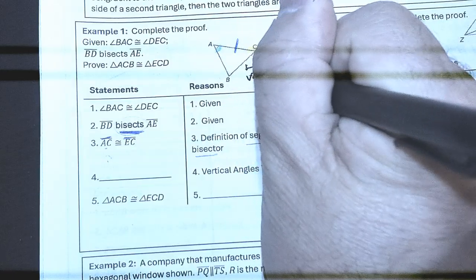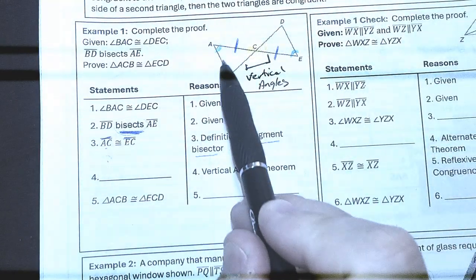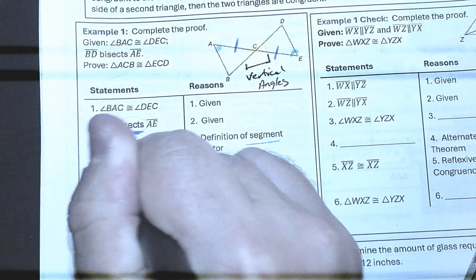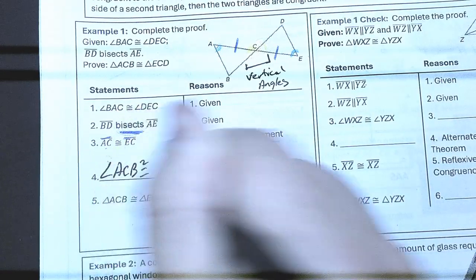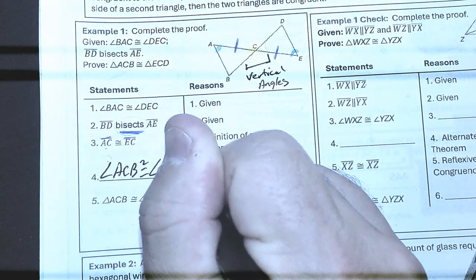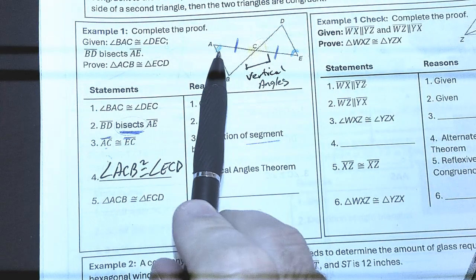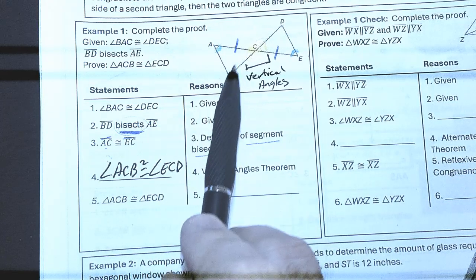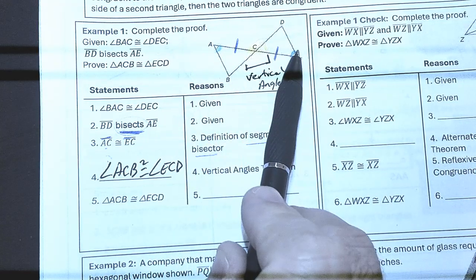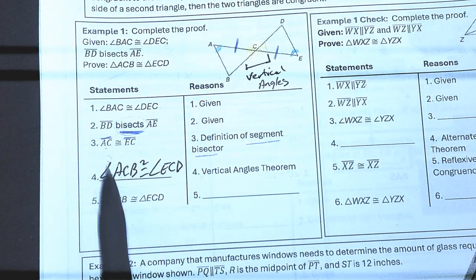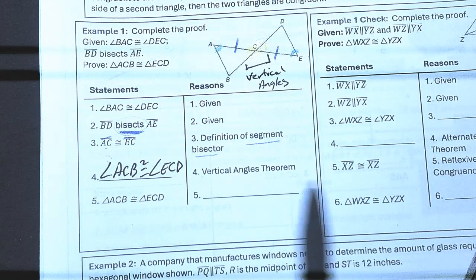And vertical angles are congruent. So what you're going to have is ACB is going to be congruent to ECD. Notice how I went from the angle with the arc to the middle to the angle without the arc. Angle with the arc to the middle, angle without the arc. How you write it is important, and those are vertical angles.